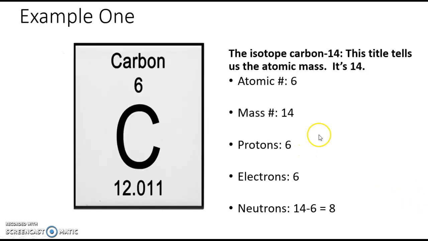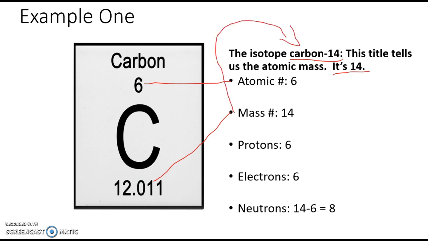Okay, example 1, the isotope carbon-14. This title tells us the atomic mass. It's 14. See, it says carbon-14, so that tells us that the atomic mass is going to be 14. So let's see what we can find out here. The atomic number stays the same. That's right there. That's 6. The mass, we have to refer back up here to the name, and it says carbon-14. So now we have an atomic mass of 14.